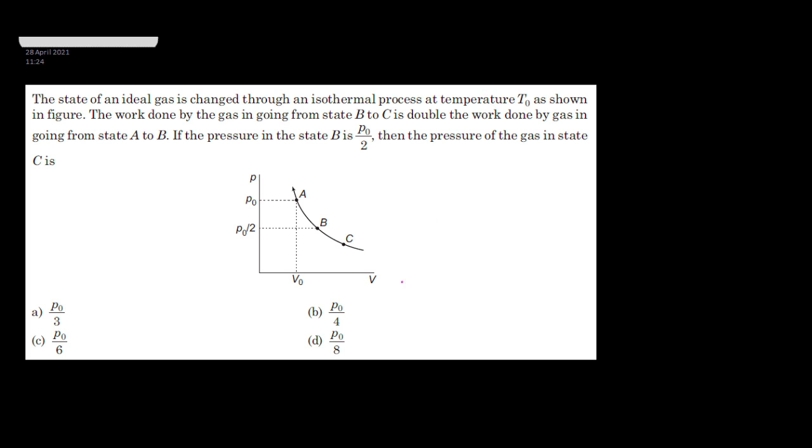Try to understand what is given. We have a process on an ideal gas. The process is isothermal at temperature T0. Okay, that is of course constant.